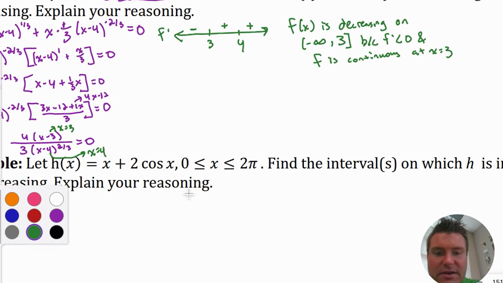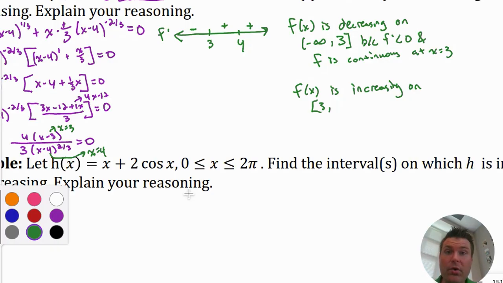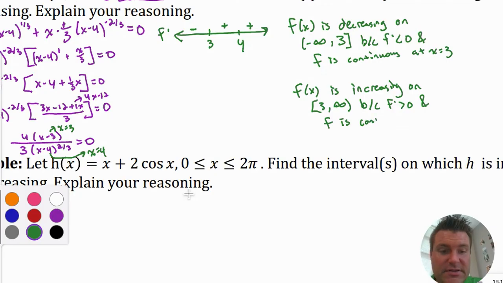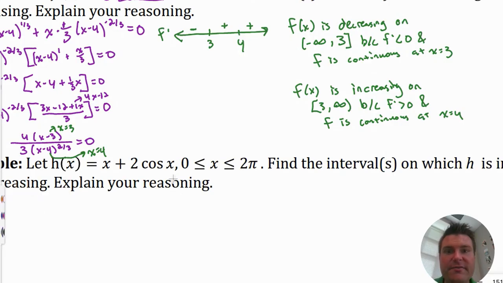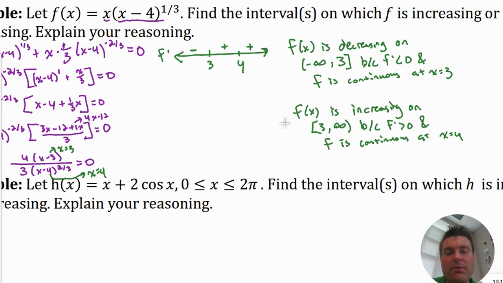And then f is increasing on the interval from, I'm going to include 3, I'm going to include 4. Since I'm including 4, I'm just going to go right from 3 to infinity, because f prime is positive and f is continuous at x equals 4. Again, this last part about continuity, I'm just trying to make sure they're doing the math correctly. It's not required for AP exams, but it's required for you to be knowledgeable.